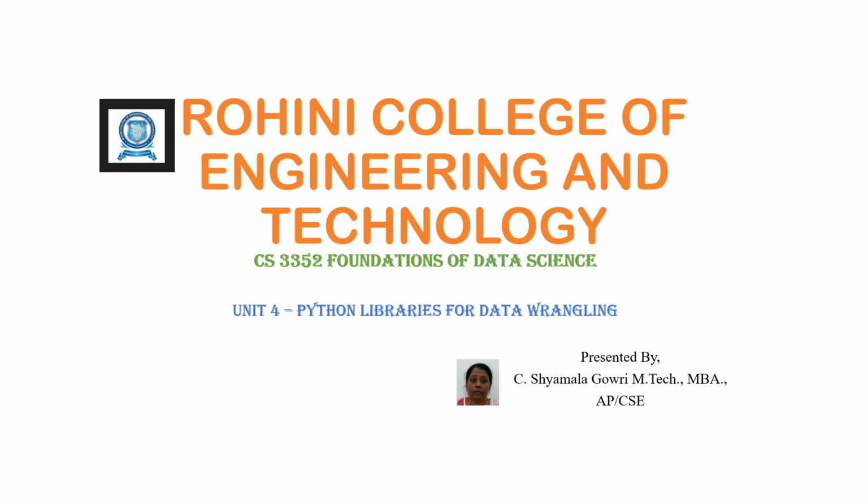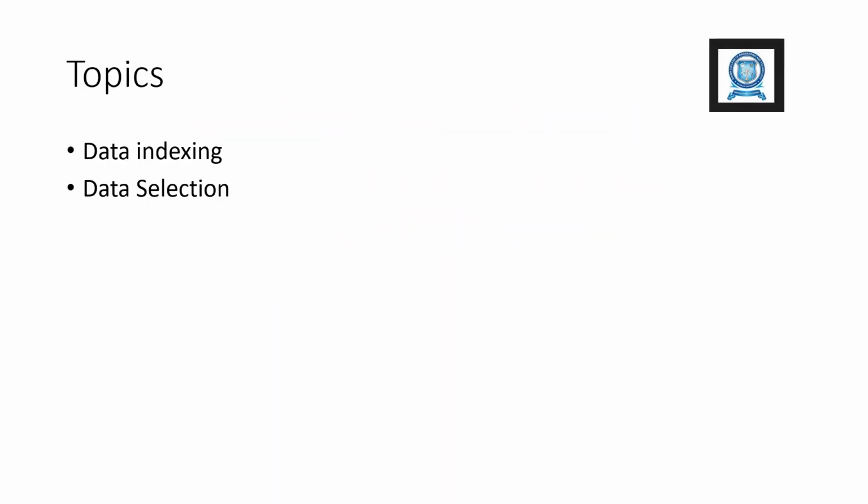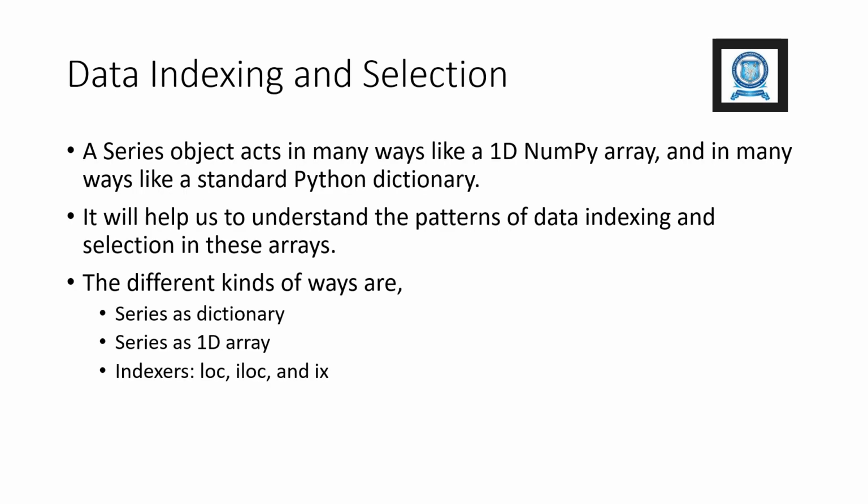Subject code CS3352, subject name Foundations of Data Science. Unit 4: Python Libraries for Data Wrangling. The topics to be presented here are data indexing and data selection. First, data indexing and data selection.